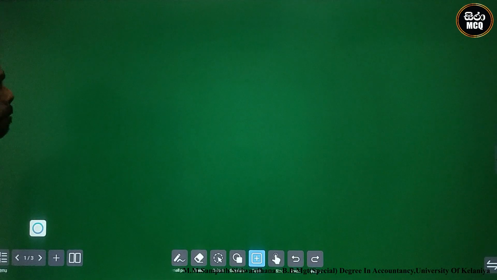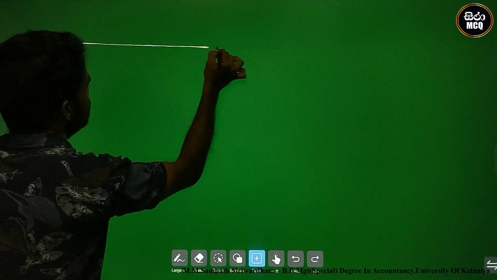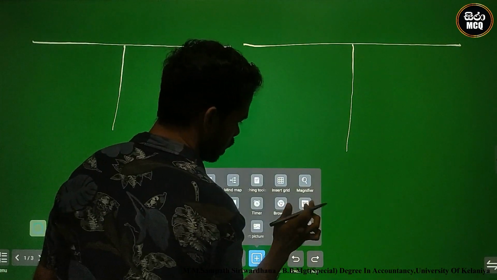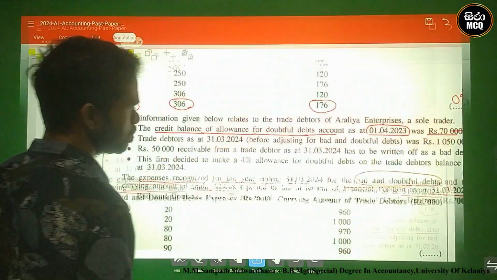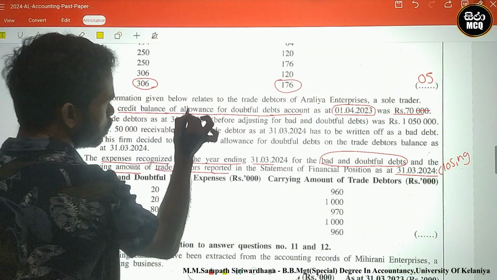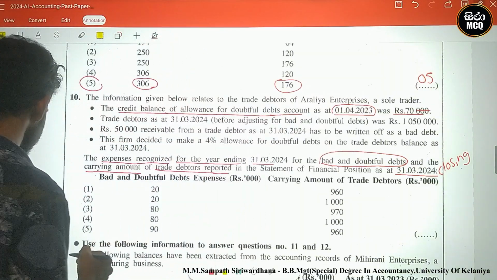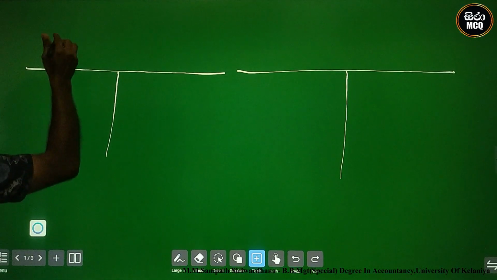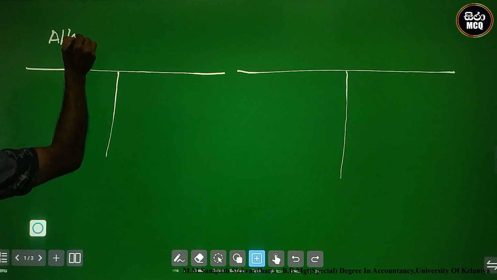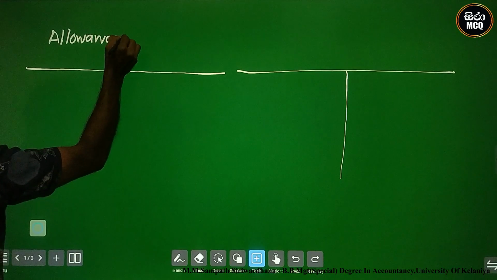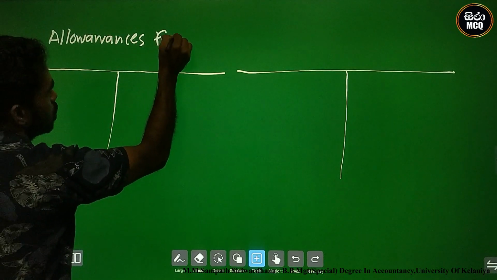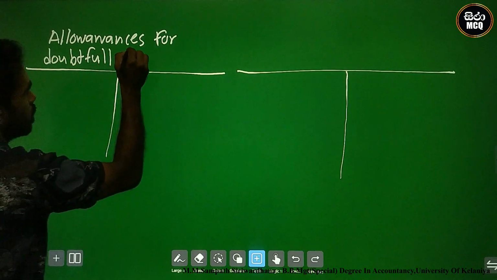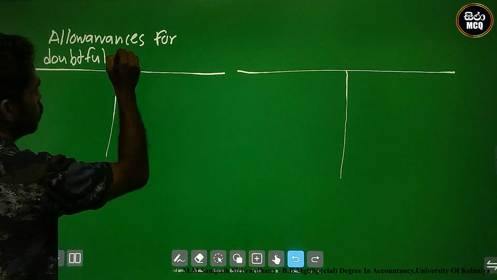Immediately I prepare the T accounts. Which account? The allowances, the provision, means the credit balance of allowances for doubtful debts. This account is allowances for doubtful debts.